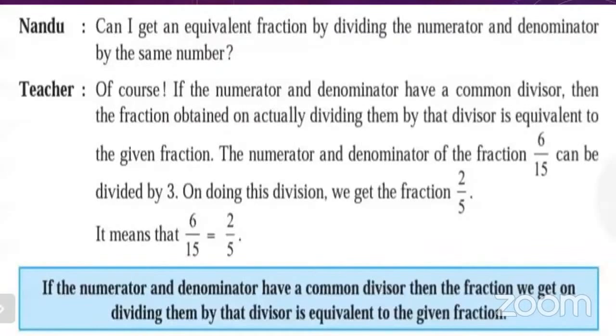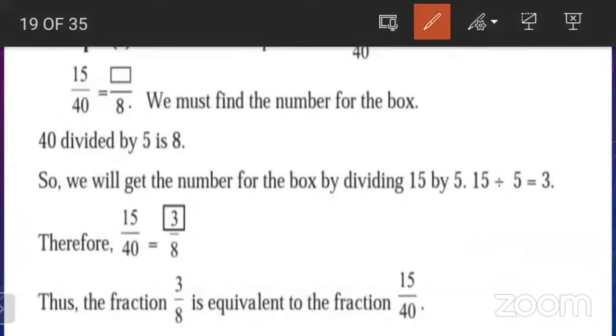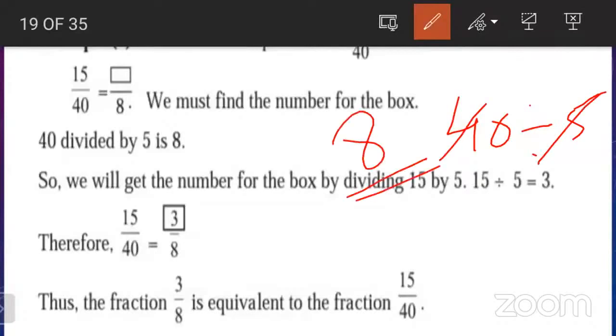Okay, now look here. Let us understand this. We have one example here. Find a fraction equivalent to 15 upon 40, but with denominator 8. 15 upon 40 is equal to an empty box, and the denominator is given as 8. So we have to find the numerator. Now, if you divide 40 by 5, 5 8s are 40. So 8 is the denominator. Here we use 5 to divide 40, so we have to divide by the same number. Use 15 divided by 5.